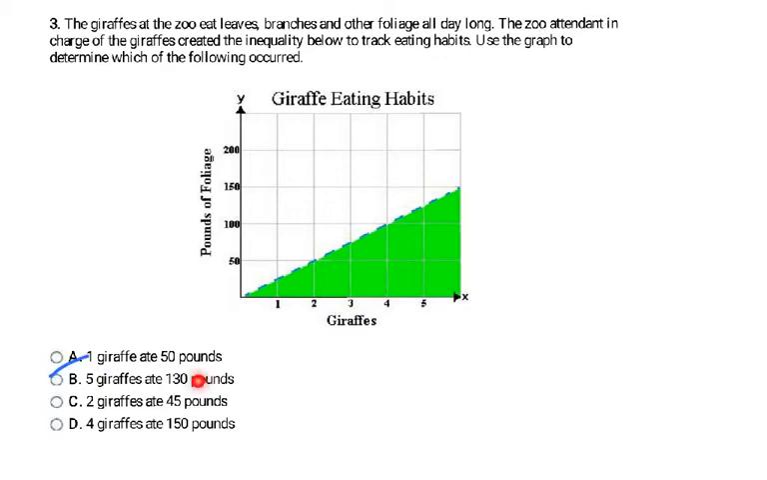B, we have 5 giraffes and 130 pounds, so 5 and 130, that one looks like it's going to be outside, but we'll go ahead and check the rest too. That one's a little iffy because it's not on a line. So we have 2 giraffes and 45 pounds. So 2 and 45 is definitely in the shaded area. So C is most likely going to be our answer, but let's go ahead and check D just to be safe. So we have 4 giraffes and 150 pounds. Oh, that's definitely outside. So C is definitely our answer.